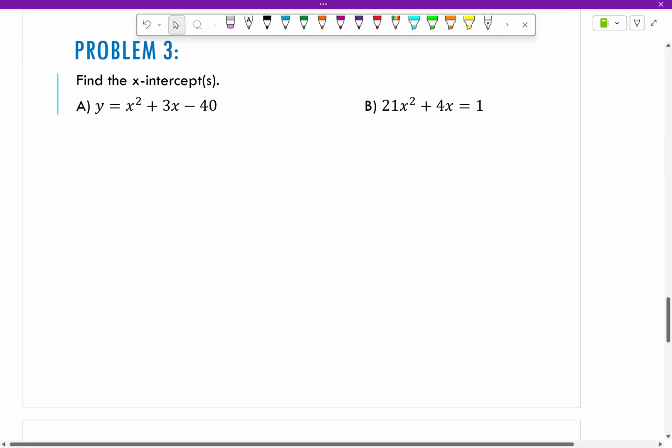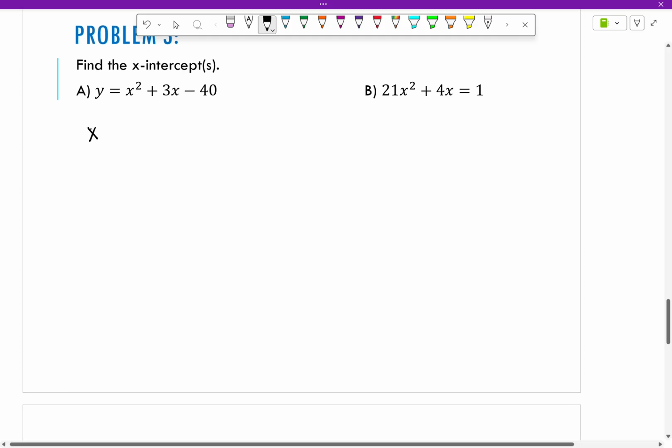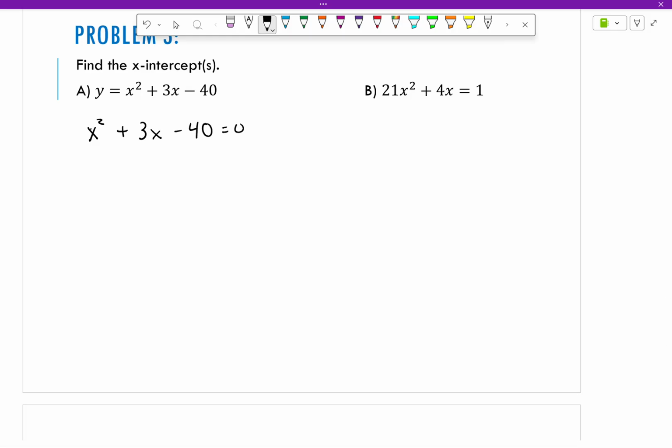They also want us to find the x-intercepts here, but this is not in factored form. This is in standard form, so I'll need to factor to find those x-intercepts. So I'm going to set up my problem. So it's x squared plus 3x minus 40 equals 0. Then I'm going to go ahead and set up the factoring using my box. And the a term goes here, the c term goes here, the b term goes over here, and then a times c goes over here.